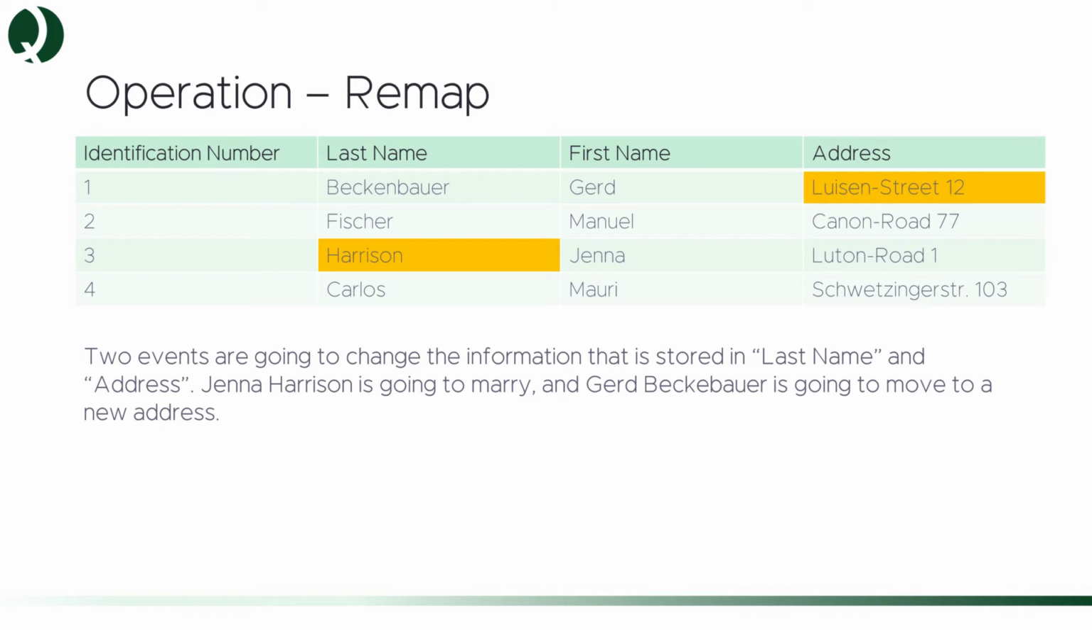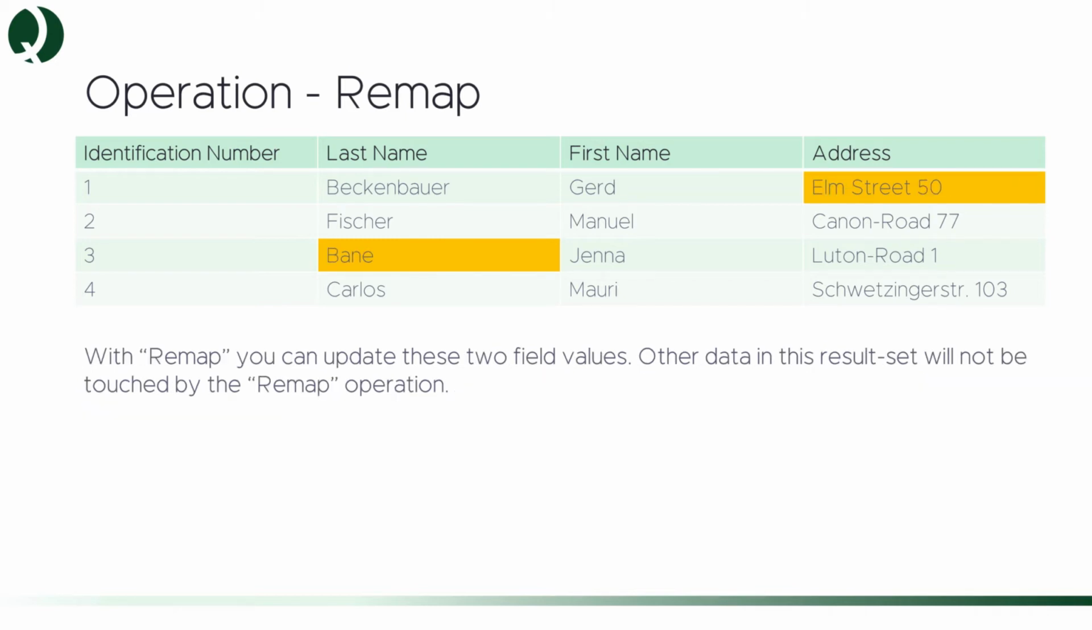If we use remap, we can update single data rows without touching other values within the column. The new result set would just display the old information plus the update. As you can see, the update tells us that Jenna Harrison has a new last name, Bain, and Gerd Beckenbauer lives in Elm Street 50 now. The advantage for the user is he can add new information without too much manual work.